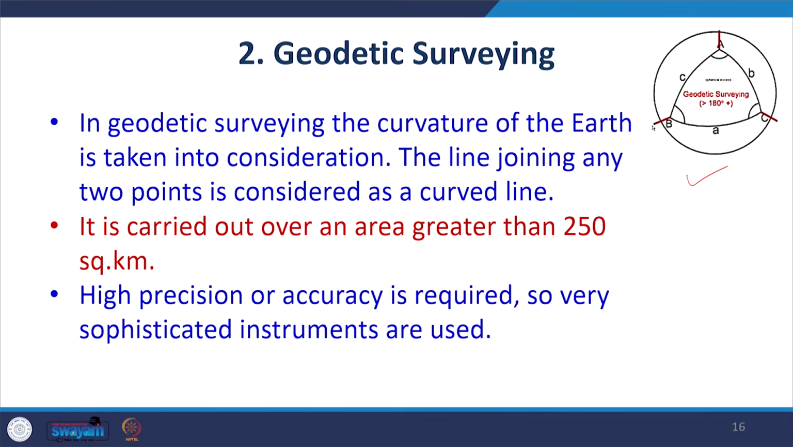For example, if we have to carry out the mapping for an entire state, that comes under geodetic surveying, and we have to establish a few control points with very high precision or accuracy in order to carry out the entire mapping. So we are using very sophisticated, very precise equipment. This will give us very high accuracy at the end.